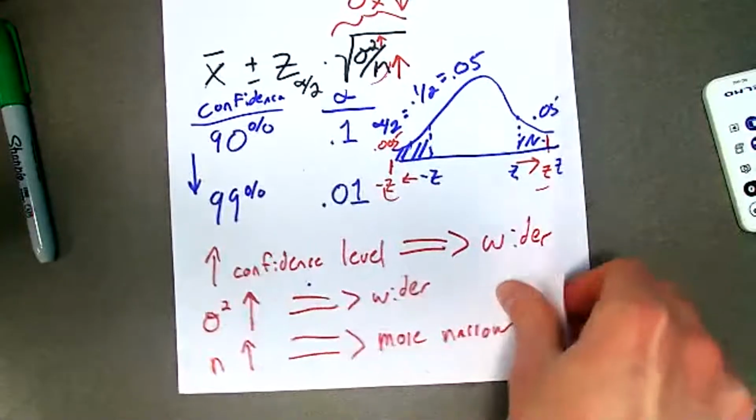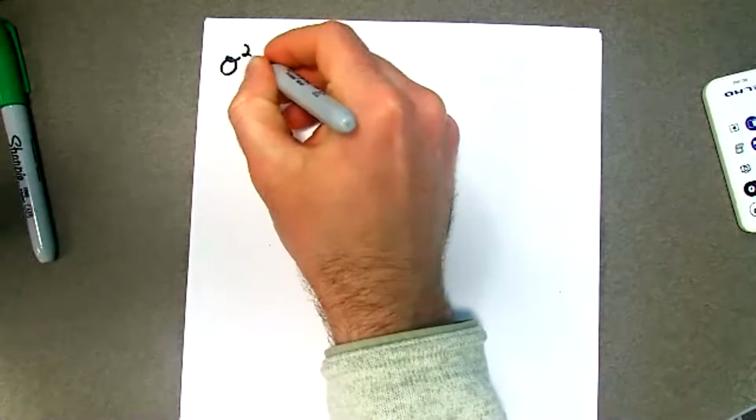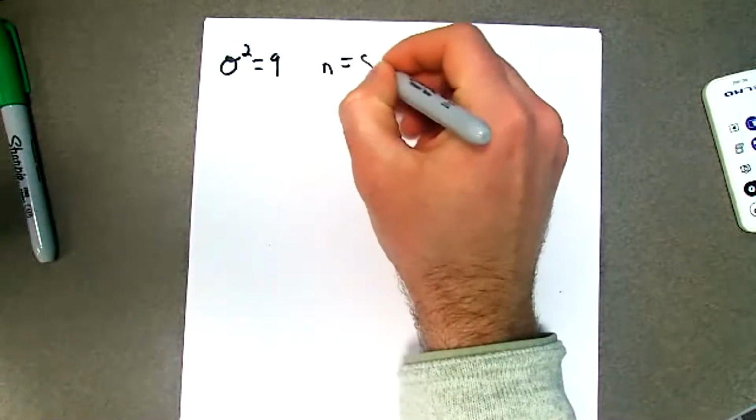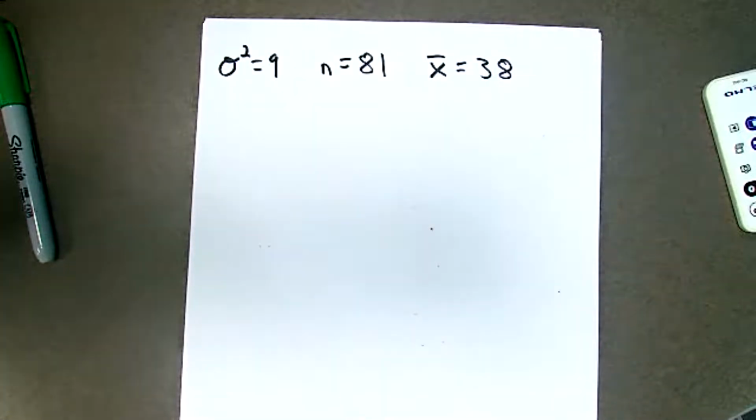So how do we set up one of these examples? Well, we were told that the variance, the original variance of the data we sampled from, was 9, sample size of 81, and we know that the sample mean is 38. Okay?